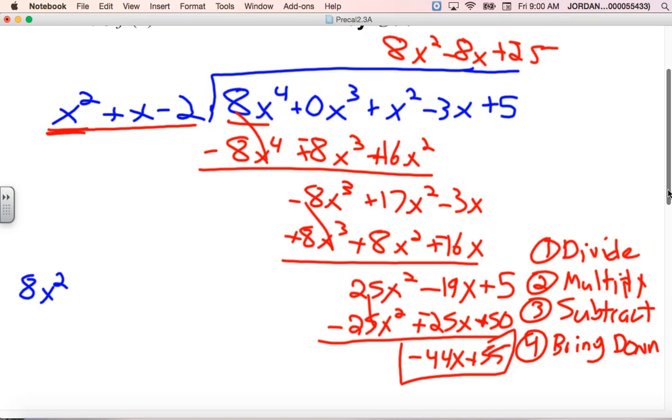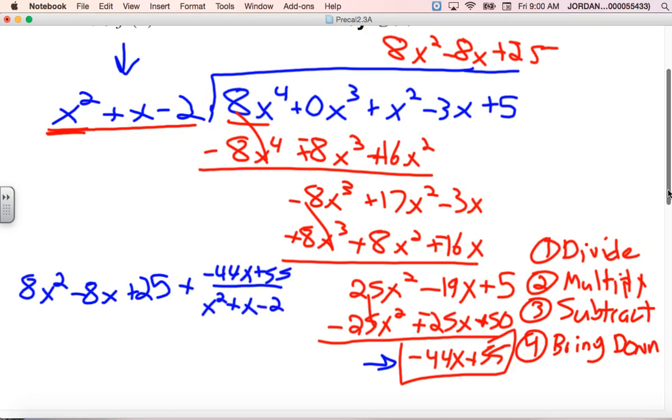But then what you do, just like when you're doing long division before, is you take your remainder right here and you put it over top of the divisor. So we're going to add it on by putting it over top of that divisor. So I'm going to say, all right, well, I'm going to add a negative 44x plus 55 over x squared plus x minus 2. All right, so that's how you would write your answer.